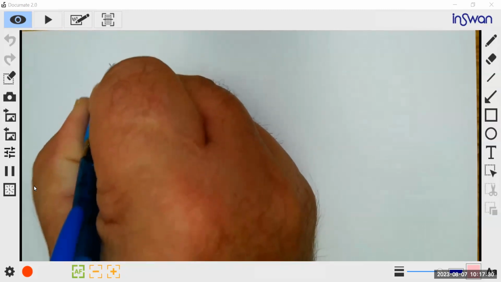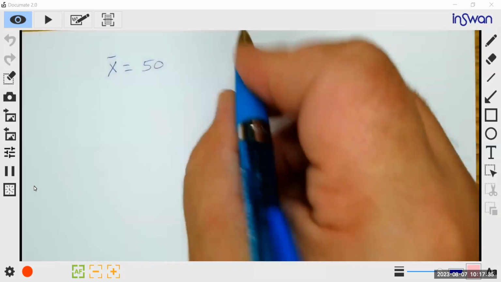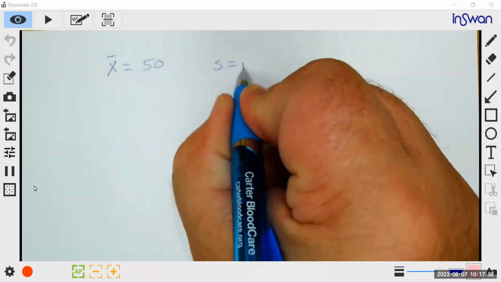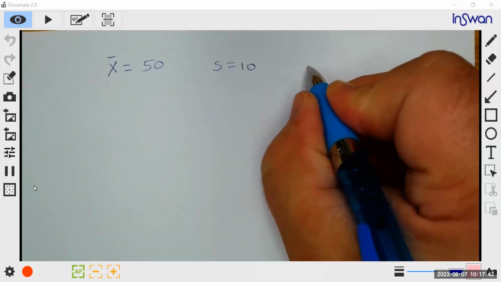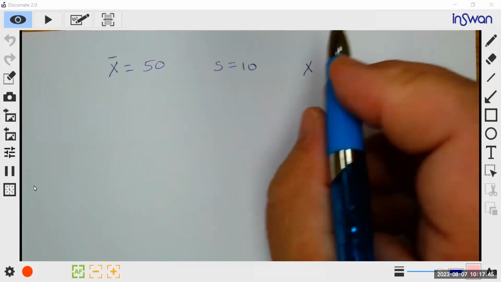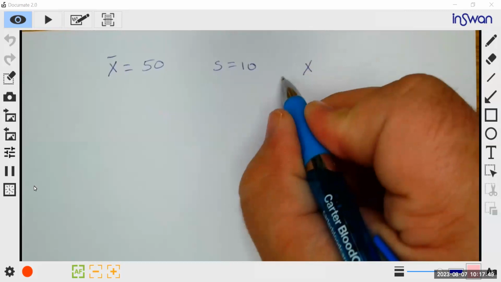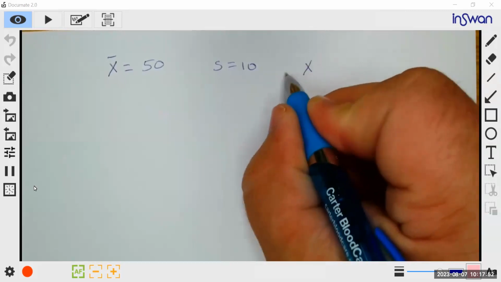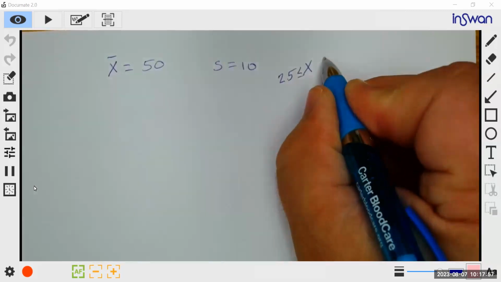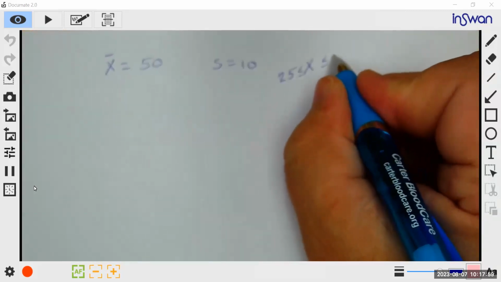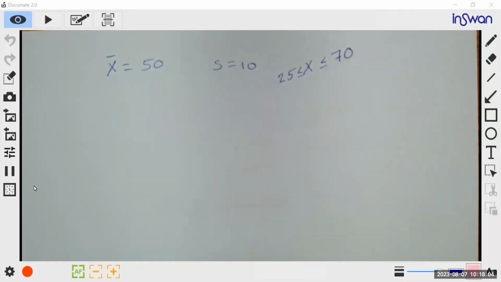Okay, now what if I gave you this? The mean was 50. Standard deviation was 10. And I want to know the area between, or the probabilities between, let's say, 25 and 70.